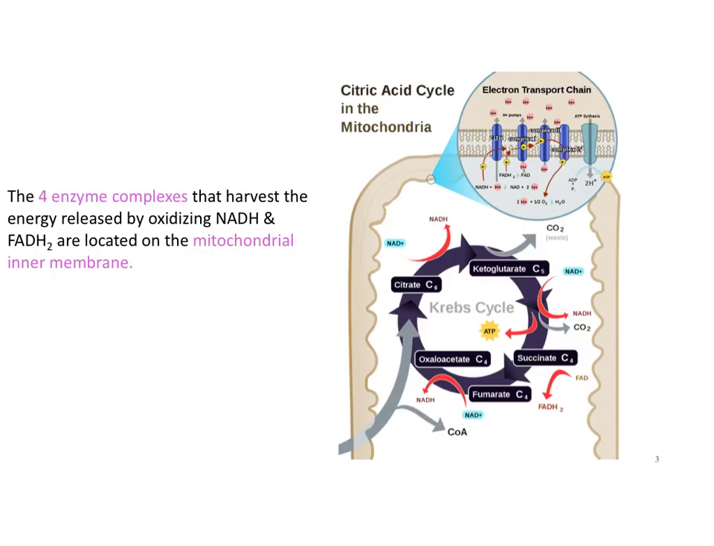Okay, so this is just a figure that shows that all of the complexes are on the inner membrane of the mitochondria. So when you're saying the location, it's the inner membrane of the mitochondria. So inside of this mitochondria, they have a TCA cycle, which they've called Krebs cycle, and then they've got NADH coming out, FADH2. So the location is the inner membrane of the mitochondria.